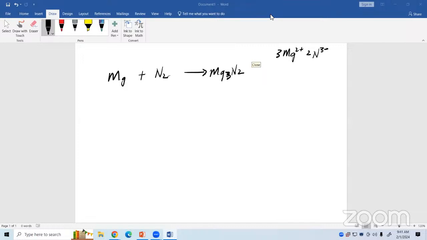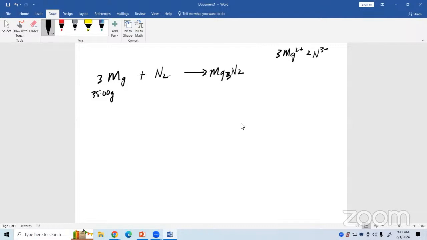So, you're right, the formula is Mg3N2, and we need to balance the equation. To balance it, we put a 3 here because we have 3 magnesium on this side. We already have 2 nitrogens on either side, so that's the only change we need to make to balance this equation.